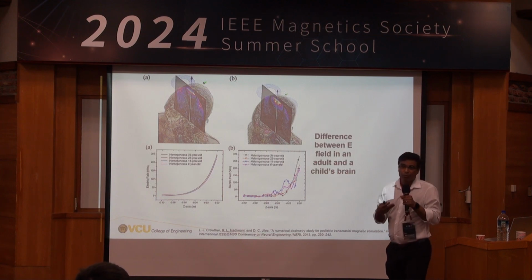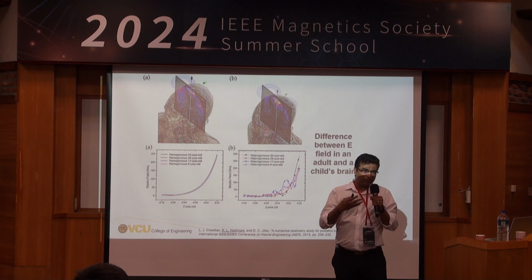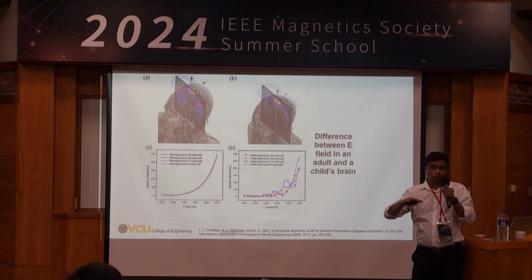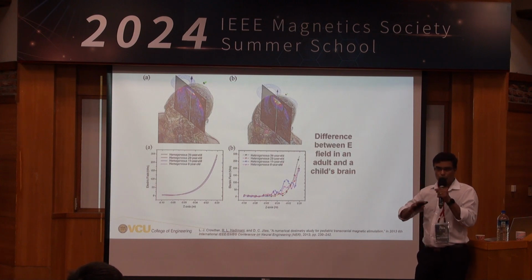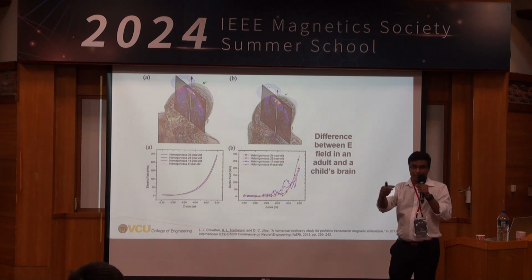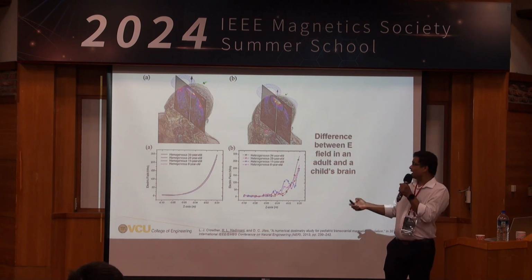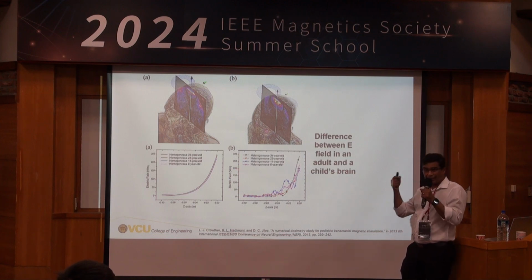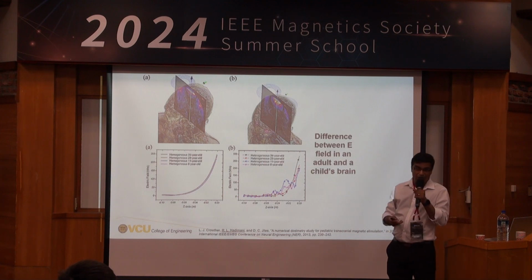And we consider 150 volts per meter on the motor cortex as the threshold field that initiates an action potential. If you want to make a twitch in the thumb, you have to depolarize, you have to make the neurons fire, right? And that firing requires an electric field on the surface of the motor cortex of about 150 volts per meter.